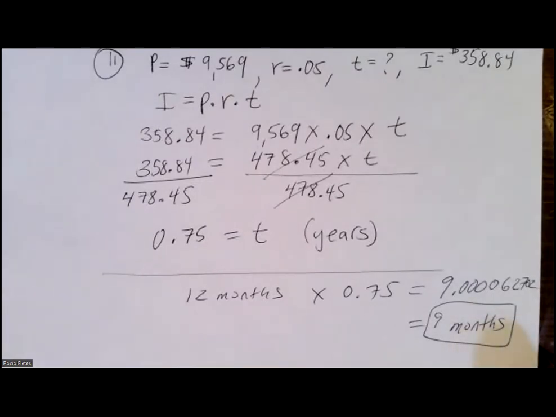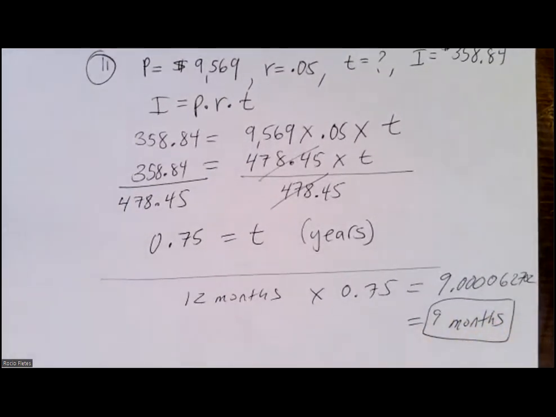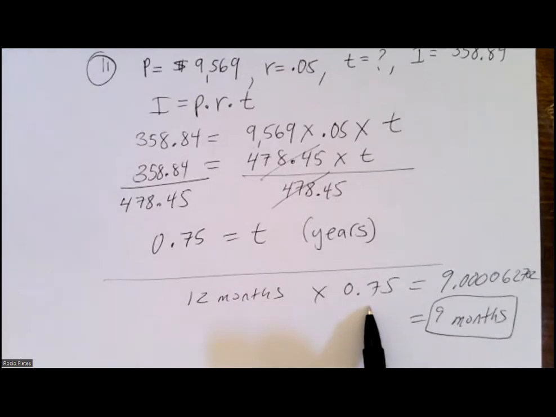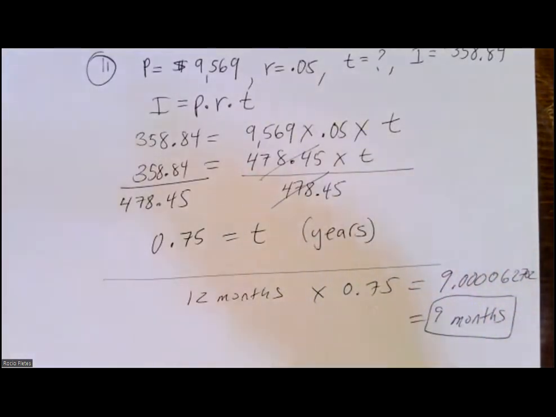So that is number 11. Again, you ended up with 0.75. That's not a complete year, so I have to find out how many months that is. I multiply the 12 months in a year times 0.75, which gives me 9.000062702. If I round to the nearest whole number for the months, I get 9 months. That's number 11.